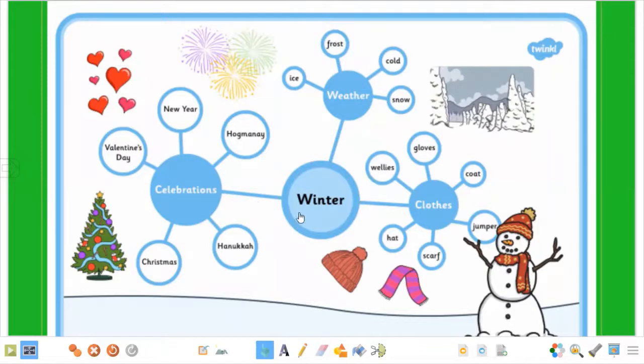Now from there, can you see all these lines that come off? And these are showing those connections. Again, these are showing how the ideas are linked, how they are connected to one another. So from that main theme or topic about winter, we can see that there are 1, 2, 3 sections. So can we see over here?